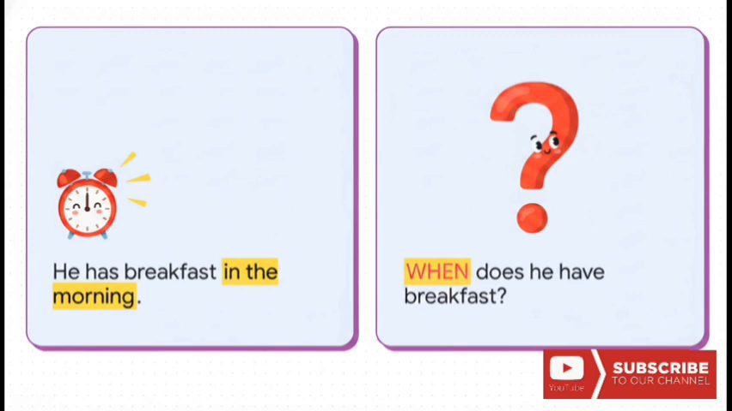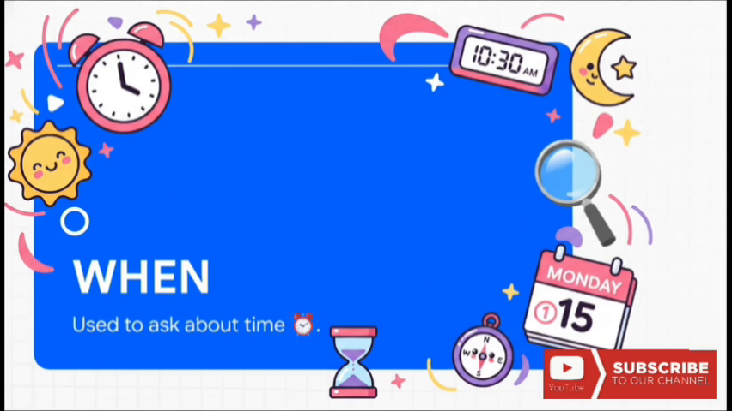Notice how the sentence naturally reorganizes itself to accommodate this brand new request for temporal information. Let's lock in the rule for this one. When is used to ask about time. Whether you need a highly specific hour on a clock, a day of the week, a month, or even just a general time frame like the morning, when is the exact word you deploy.